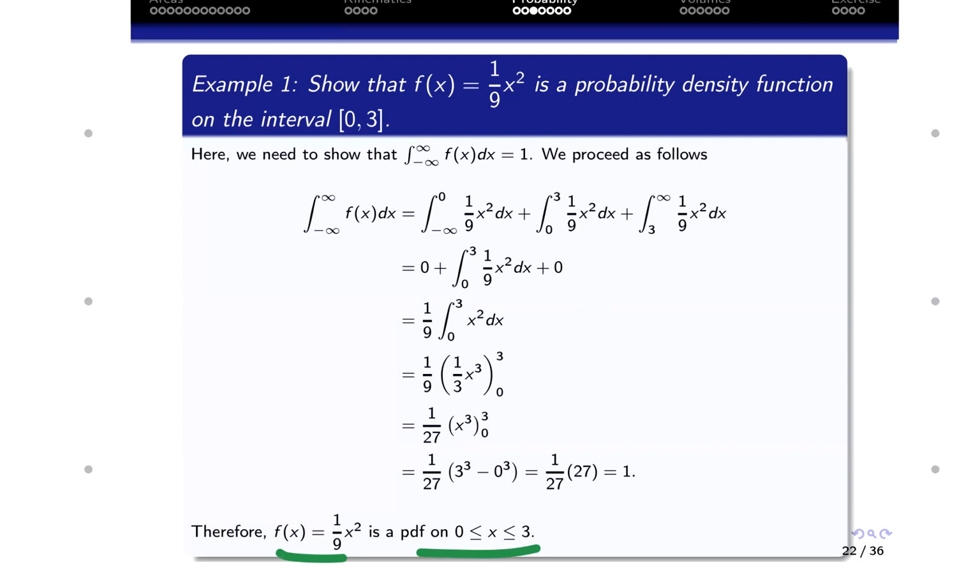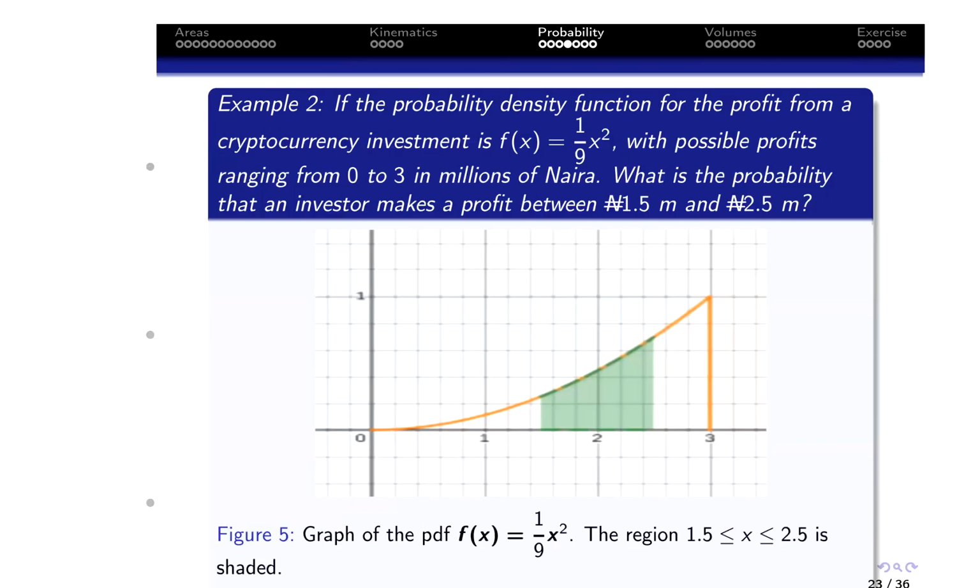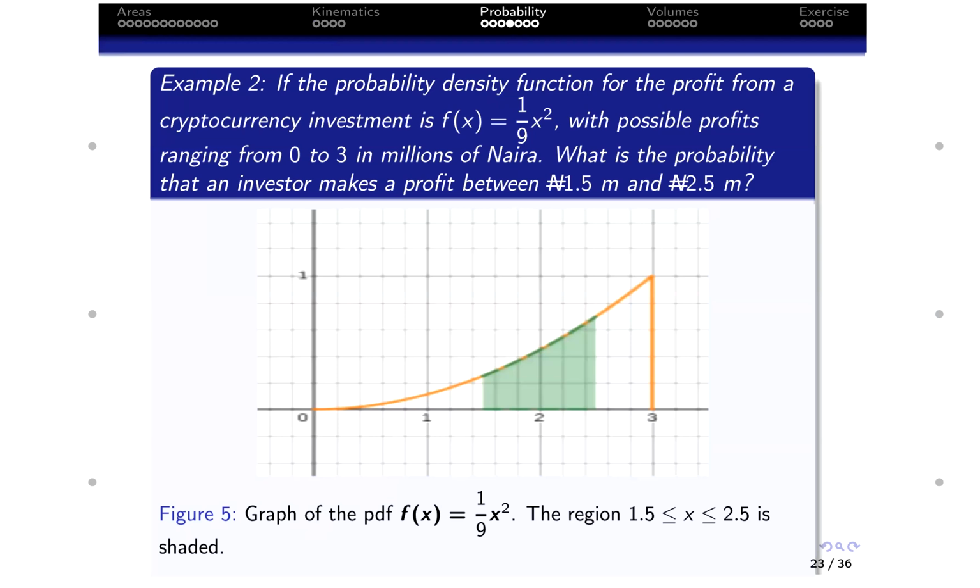So let's take another example. If the probability density function for the profit from a cryptocurrency investment is f of x equals 1 over 9 x squared, with possible profits ranging from 0 to 3 millions of naira. This is like a range now, right? What is the probability that an investor makes a profit between 1.5 million and 2.5 million naira? Okay, so possible profits range from 0 to 3, but then we are looking for the specific profit between 1.5 and 2.5 using the same probability density.